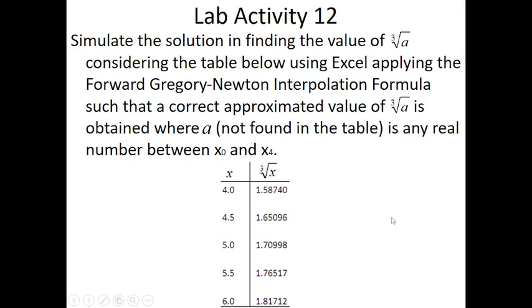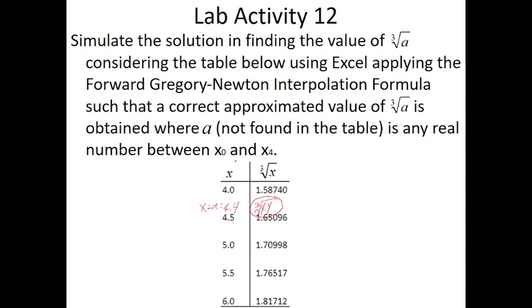Okay, so let's analyze on how to simulate this problem. So in finding the value, we are to find the value of cube root of a, no? Where a is not found in the table. Let's say a is 4.4. That is a value of x equals to 4.4, and we are to determine the cube root of 4.4. We are to approximate, no? So we will use forward Gregory-Newton interpolation formula to do that, to obtain cube root of 4.4.